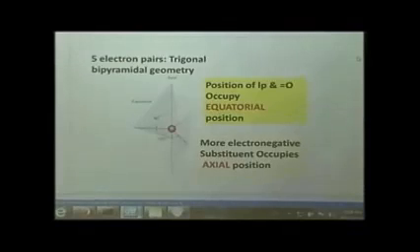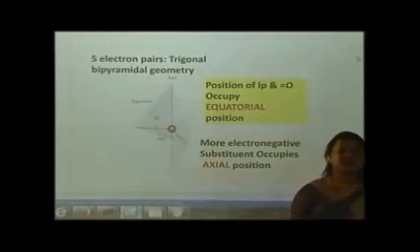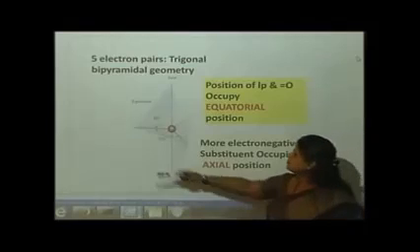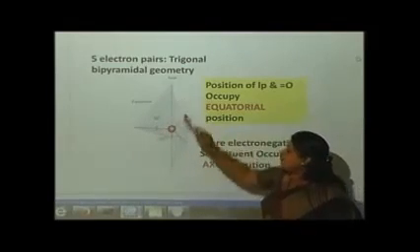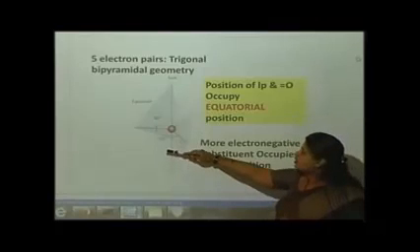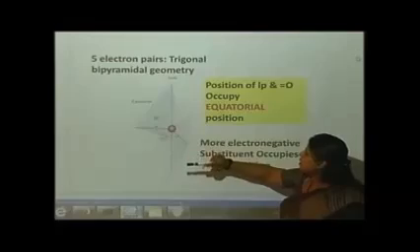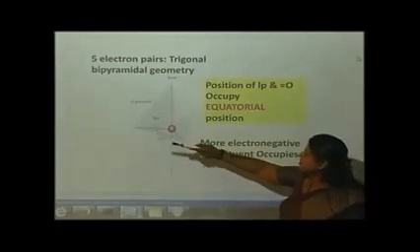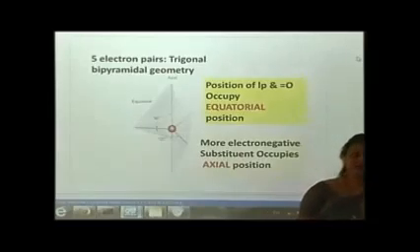Then, in the case of coordination number 5, this is just a pictorial representation of what I talked about: trigonal bipyramidal geometry. We have 2 types of bonds, equatorial bonds, 1, 2, 3, and axial bonds. Equatorial bonds are at an angle of 120 degrees to each other, axial bonds at an angle of 180 degrees to each other, and the angle between equatorial and axial is 90 degrees.